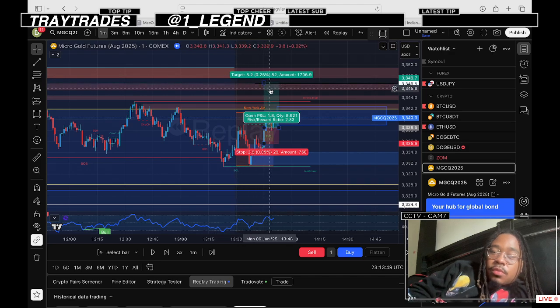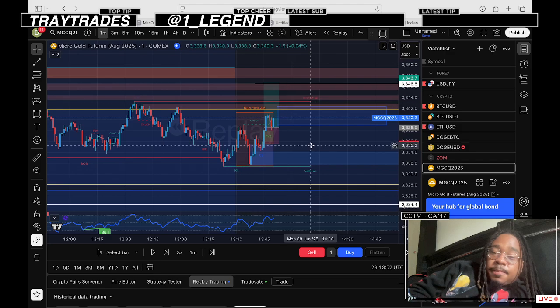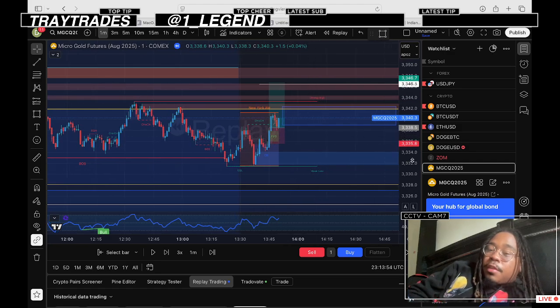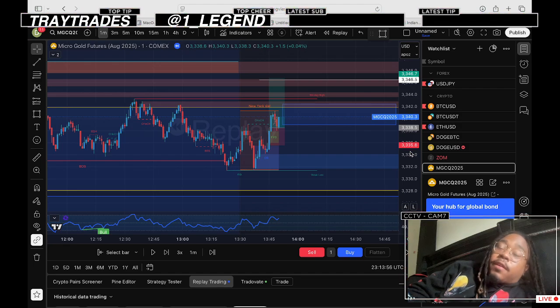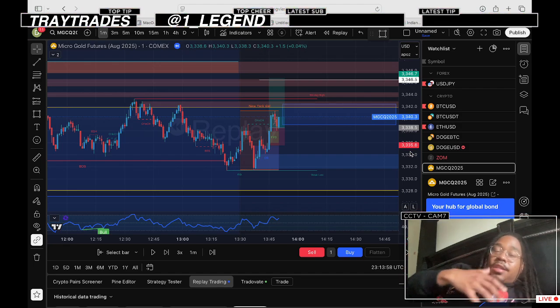This is a 1 to 2.83, and that's good enough for me. You know, I don't care about hitting 1 to 5s, 1 to 6, or whatever. I know I can hit them, but if the money is easy with these right here, a 1 to 2.83, almost a 1 to 3, I'll take them all day.